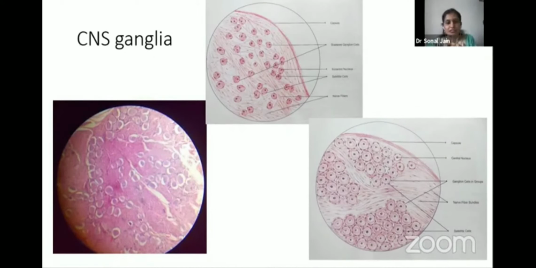And there are mainly two ganglia. One is sensory, another one is the motor ganglia. So a sensory ganglia example is dorsal root ganglia, and motor ganglia is the sympathetic ganglia. You know that pseudo-unipolar neurons have one process and then it divides into two. So the nucleus is in the center. This one is our sensory one. Nucleus is in the center. Pseudo-unipolar neuron.